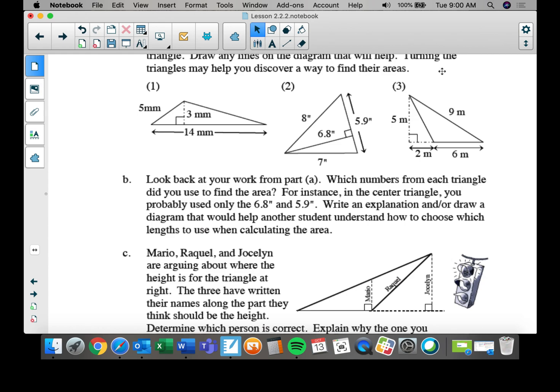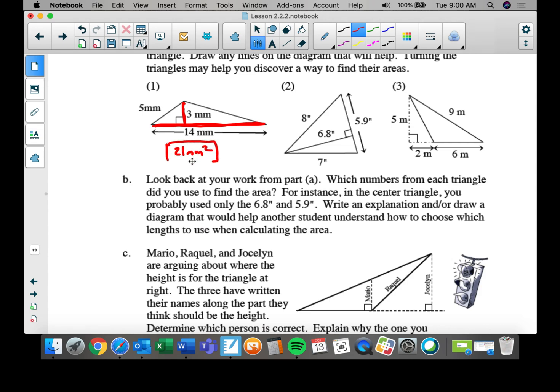So as we go through and we take a look at this, in this first problem, notice here's my 90-degree angle, which means that 3 millimeters is my height, which therefore makes this 14 my base. Those are the 2 dimensions that we're using in this problem. The 5 millimeters is actually just some extra information. So if I wanted to find the area of that, I would take my base of 14, multiply it by my height of 3, and then I can divide by 2 in the end. This one should have an area of 21 square millimeters. Don't forget the units. That's one of the focuses of this chapter.